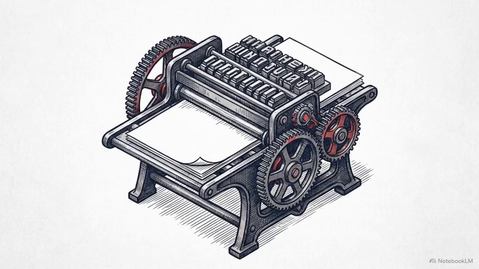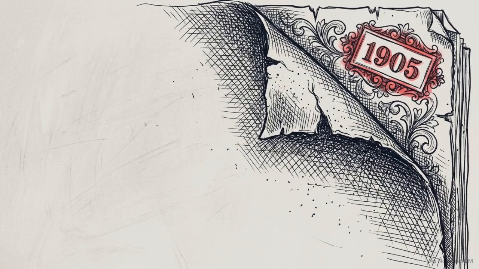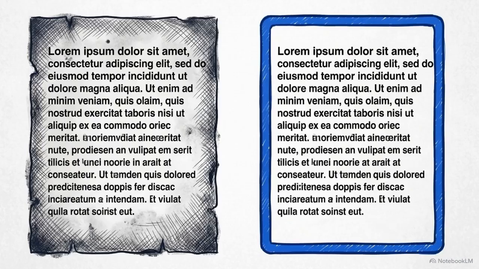The context of production weighs just as heavily on comprehension as the semantic content. Consider a scientific article. With a publication date of 1905 rather than 2005, a completely different evaluative lens is applied, even if the text itself remains unchanged.